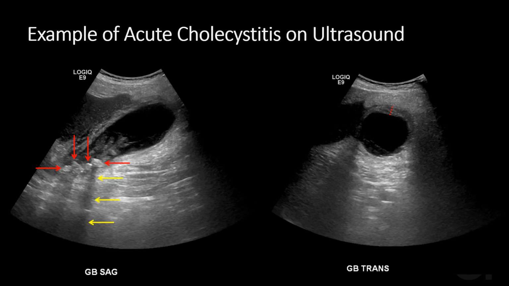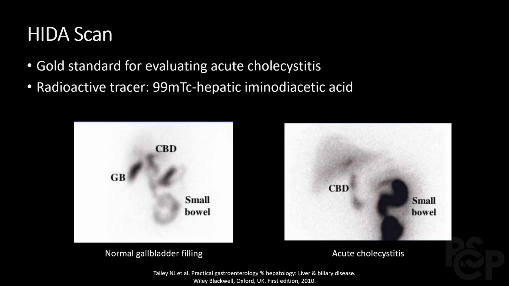On the left, the red arrows point to hyperechoic gallstones layering the inferior aspect of the gallbladder, with associated posterior acoustic shadowing indicated with yellow arrows. The red dotted line on the transverse view of the gallbladder shows the double wall or hypoechoic appearance on the gallbladder, which suggests edema. A HIDA scan can also be performed to evaluate the gallbladder.